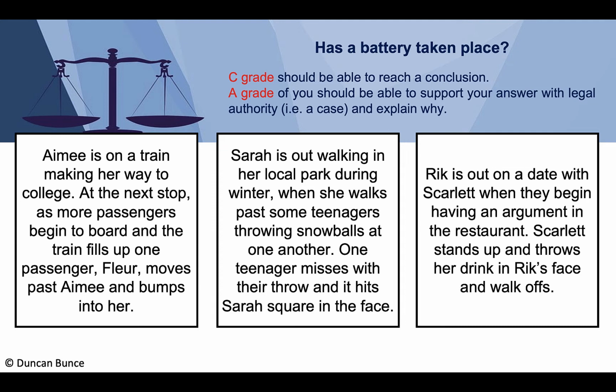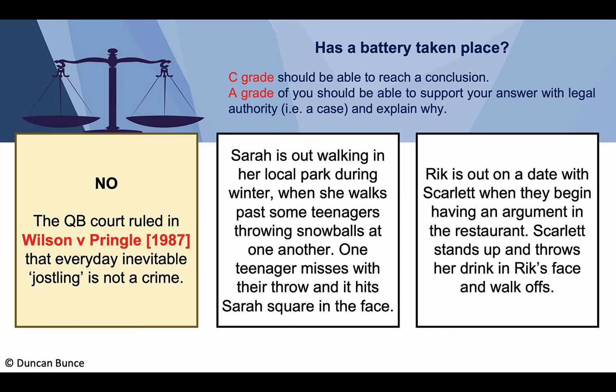So Amy is on a train making her way to college. At the next stop, as more passengers begin to board and the train fills up, one passenger, Fleur, moves past Amy and bumps into her. Now, has Fleur, this passenger who bumps into Amy, committed a battery? Now, I think actually the point I raised this one is that probably the answer is no.